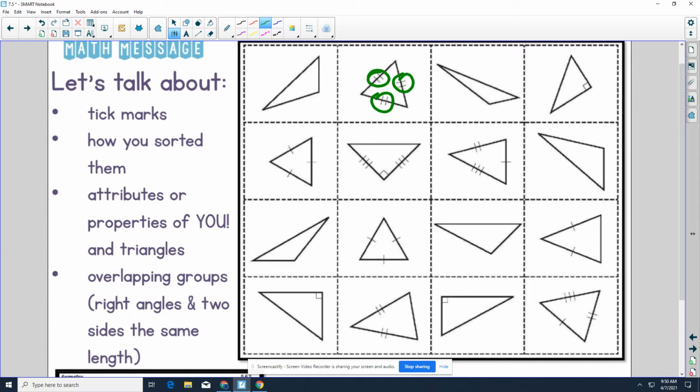That would be an equilateral triangle. All sides are the same. When I look at this triangle, I see this box here, and that tells me it has a right angle, a 90-degree angle. Anytime you see a triangle with a box in the corner, it means it's a right angle.